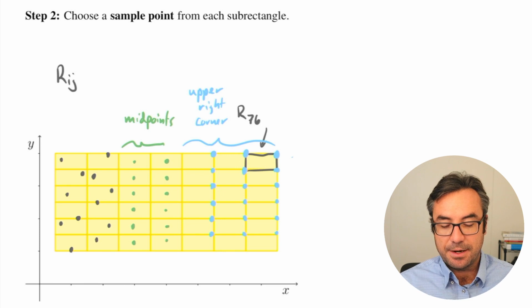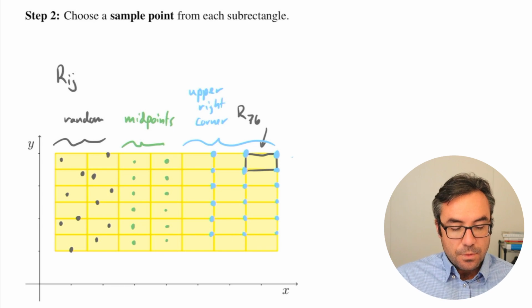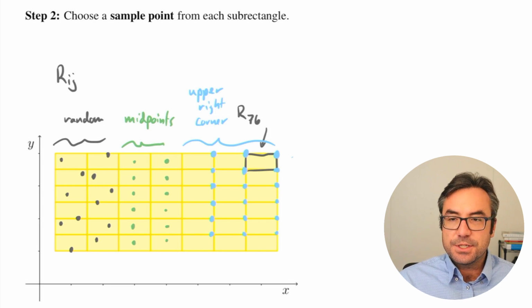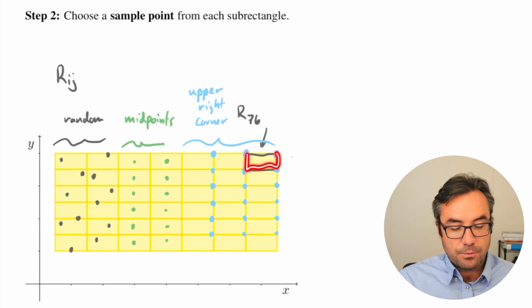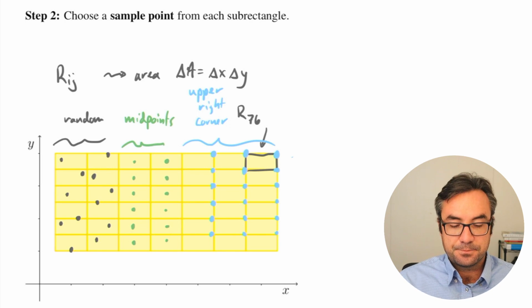Normally you want to be systematic, but that would be fine as well. All right. So the area for each of these little subrectangles, so each little rectangle here, all of the widths in the y direction are the same. All of the widths in the x direction are the same. So the area is going to be delta A, which is delta x times delta y.